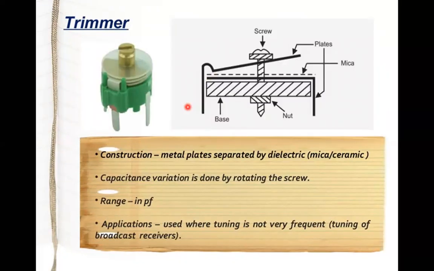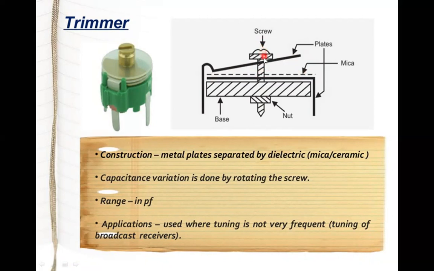These are trimmers. Construction: metal plates separated by a dielectric. It can be mica or ceramic. Capacitance variation is done by rotating the screw. So here, this is the circuit of that particular trimmer. By rotating this screw, we can vary the value of capacitance. This is the plate, made up of mica or ceramic. So this is one plate, and the plate beneath is the second plate, because it should be made up of two plates with an intermediate medium between them, and this intermediate medium we have taken as mica.